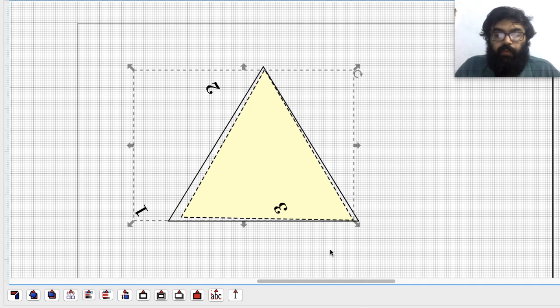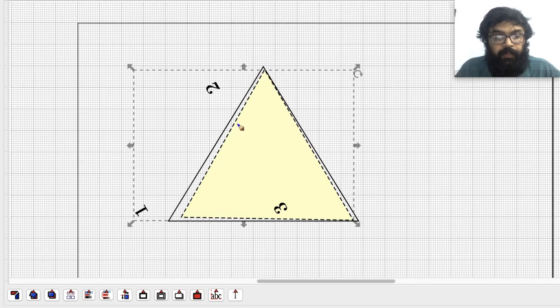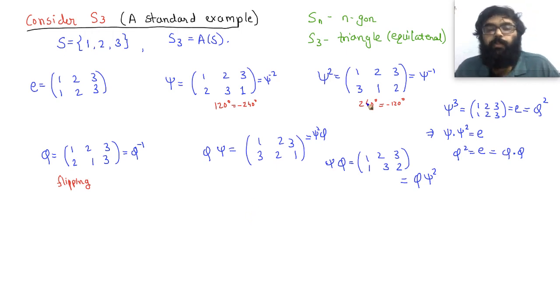So rotation by 240 degrees and then flipping means psi square and then phi. And what I have got is 1, 3, 2, reading in the counterclockwise direction. So this is the same, nothing but rotation psi square and then flipping. So psi phi is phi psi square, and similarly phi psi will be psi square phi. And so these are all the possibilities.